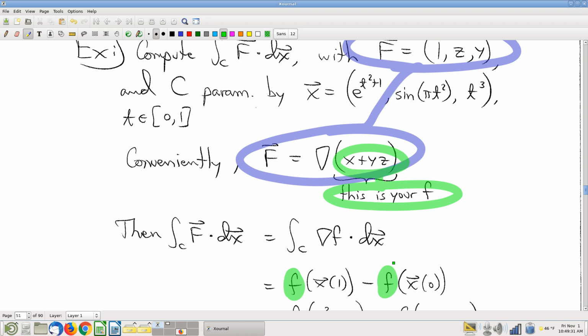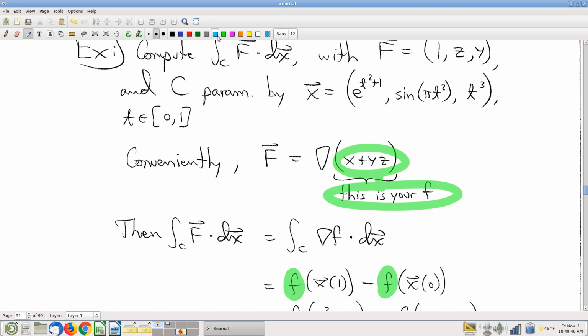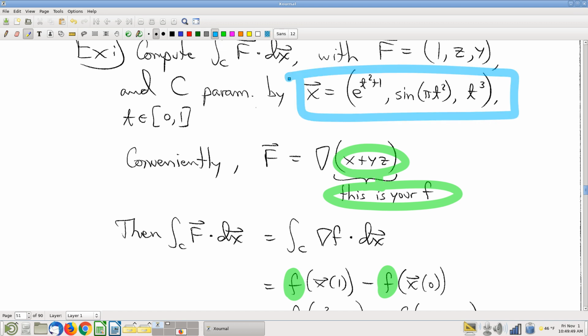Starting, there's my anti-gradient that I plug into. The starting point of this curve is where t is equal to 0. Here, let me do this better. Here's my curve. There's my parameterization. So plug in t equals 0 to get my starting point. Plug in t equals 1 to get my ending point.